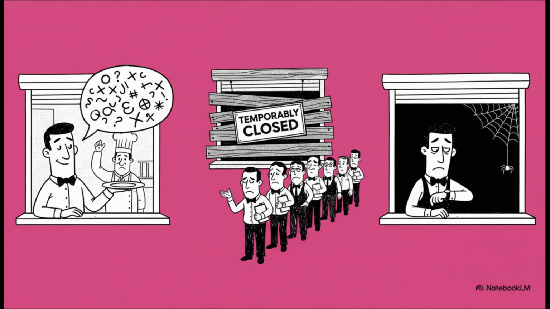A 502 bad gateway? That's like your waiter trying to talk to the chef, but the chef just shouts back nonsense. A 503 service unavailable means the kitchen is just overwhelmed and has temporarily stopped taking new orders. And a 504 gateway timeout? Oh, that's when your waiter sent your order back to the kitchen and is just standing there waiting and waiting because the kitchen isn't responding at all.